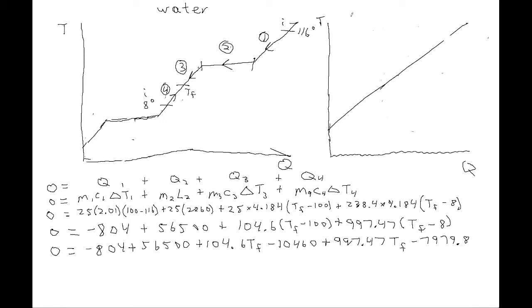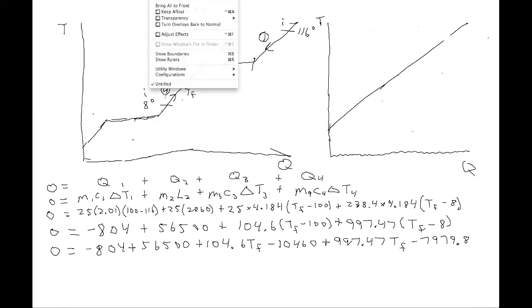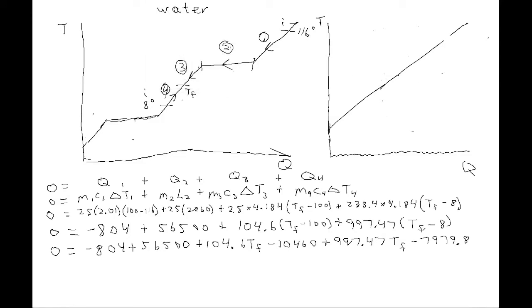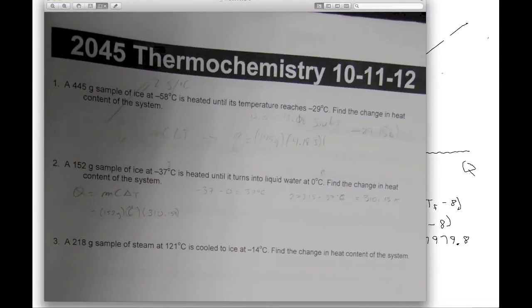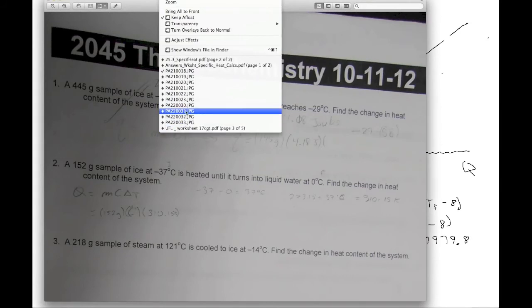Yeah, how do you know it should be negative? Because we're losing heat, because we're moving to the left here. Oh, I forgot to put in the negative heat of vaporization. Yeah, because actually we don't want the heat of vaporization because it's not vaporizing. What's it actually doing? It's condensing. So we need to go back to that table.